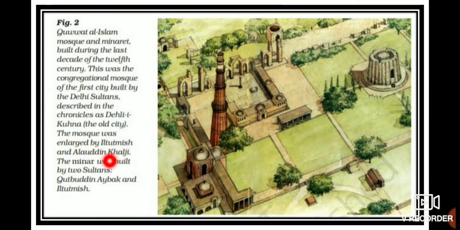The mosque was enlarged. By whom? By Iltutmish and Alauddin Khilji. The mosque was again expanded. The minars, see, these are the minars. The minars were built by two sultans, Qutbuddin Aibak and Iltutmish. Who built the minars? Qutbuddin Aibak and Iltutmish.